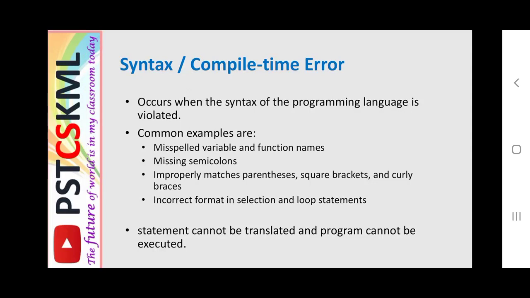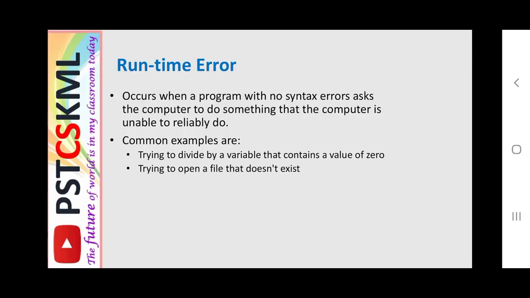Okay, what happens when you compile and there is no syntax error? Then we already know my program is okay, no errors at all. Then you run, and you go for the runtime error. When you run, there is an error, no syntax error, but the computer is asked to do something it cannot do. A runtime error occurs when a program with no syntax error asks the computer to do something that the computer is unable to do.